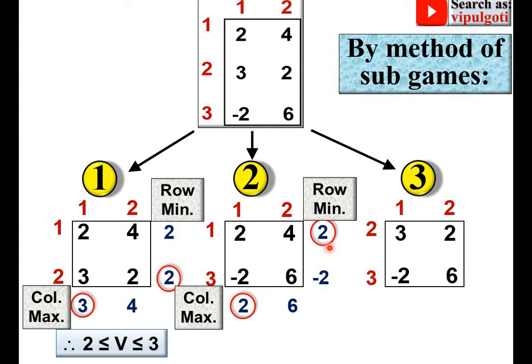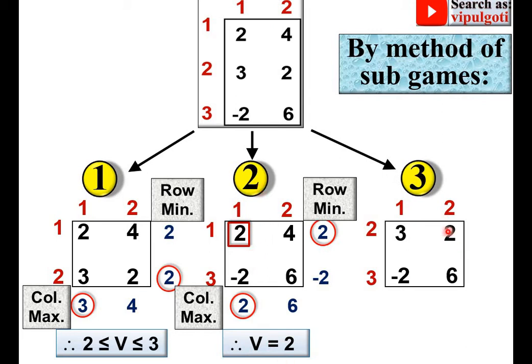And look at these both values. So here these both values are same. So we can say there is a saddle point. And the saddle point is this one. So directly we can say this is the value of game. So I can write value of game is equal to 2 for this subgame 2.